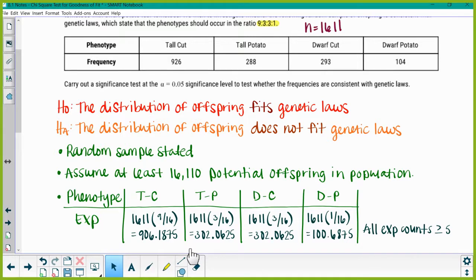Similarly for the dwarf cut. And for the dwarf potato, they were just 1 out of 16. I got 16 from adding 9 plus 3 plus 3 plus 1. So 9 out of 16, 3 out of 16, just got the ratios from that genetic law. And I got 100.6875. The nice thing about this particular test is it does not require you to round. We can type in the decimal values into our table and it's going to accept it.